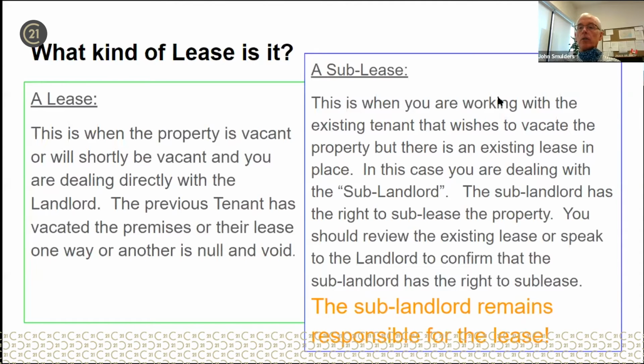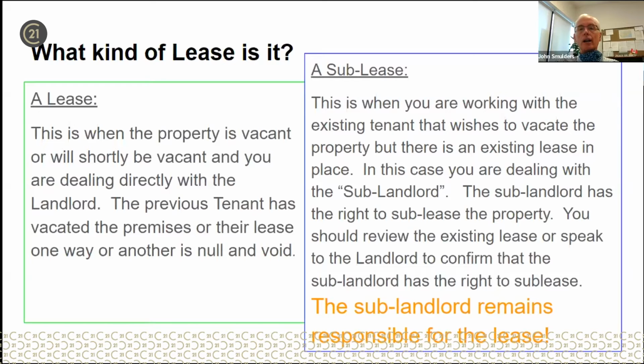The first question, of course, is what kind of lease is it? This is a very important question that you need to determine when you're talking to a landlord. Is it a lease or is it a sublease? A lease is when the property is vacant or will shortly be vacant and you're dealing directly with the landlord. The previous tenant has vacated or their lease one way or another is null and void. So you're working directly with the landlord on this one.